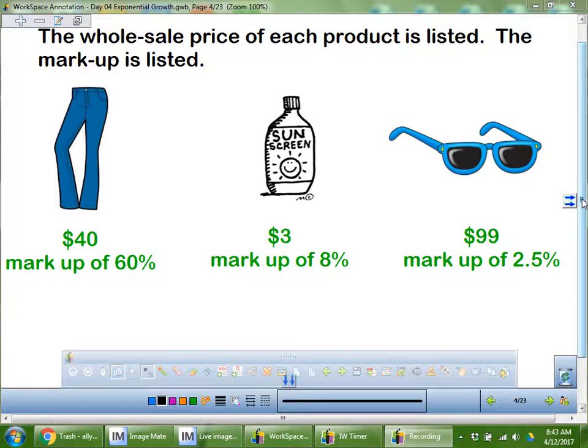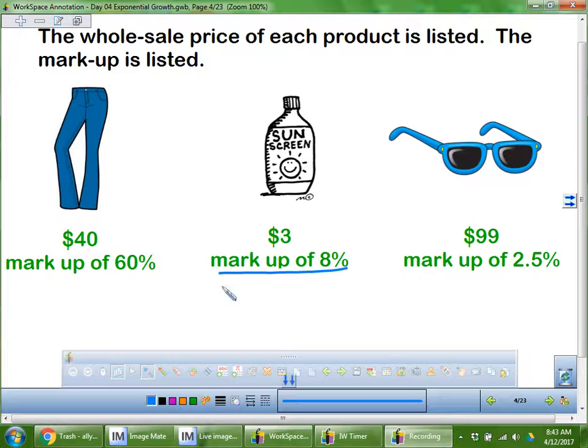So I'll do this one. I'm going to do the middle one, the sunscreen. So let's say the sunscreen costs $3. That's cheap, but it's the wholesale price, right? So that means that the people who make the sunscreen charge Walmart $3. So Walmart pays $3, and then Walmart marks up the price. Yeah, that's what markup means. So how would we figure out how much Walmart's going to charge if they mark it up 8%?